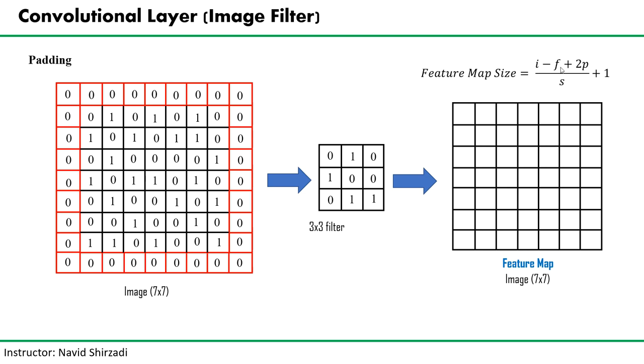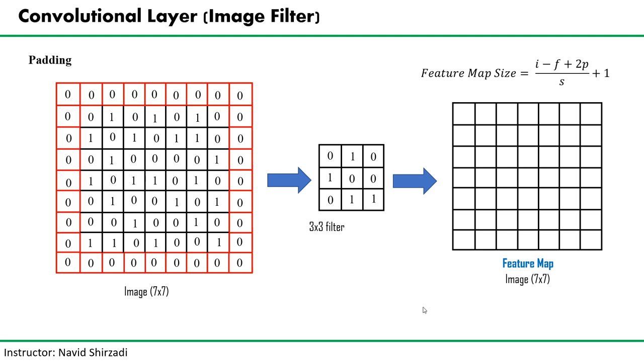So let's see how it will change. 7 minus 3 plus 2 times 1. So it will be 6. And divided by the stride, that is 1. So 6 plus 1, it will be 7 again. So the feature map size will be 7x7, which is equal to the original size of our image. This is the final formula to calculate the feature map size, and we will use it in our coding as well. I will show you how when we want to calculate some of the inputs and outputs of the convolutional layer.